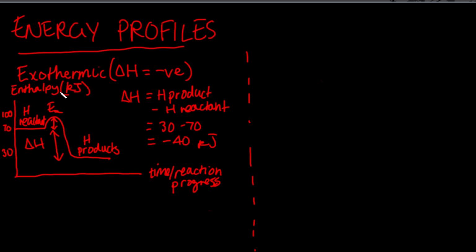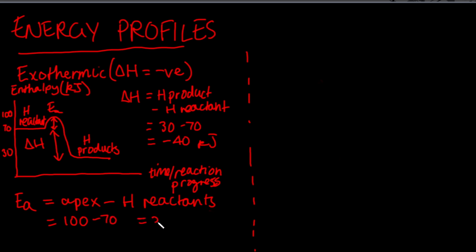So the activation energy now is another important feature. And essentially what that is, it's the apex minus the enthalpy value of the reactants. And in this equation, it would be 100 minus 70, which is equal to 30 kilojoules. So yeah, that is an exothermic energy profile.